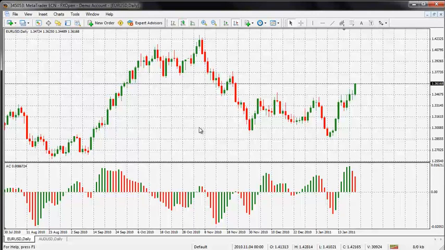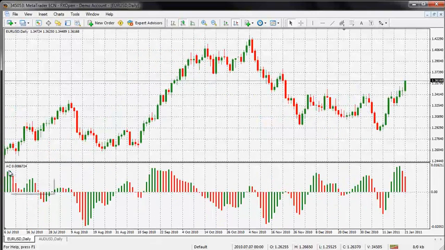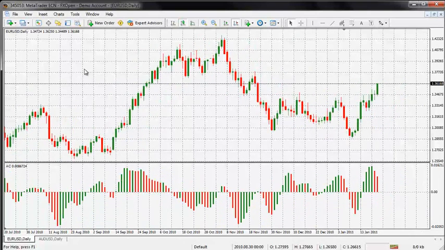We're going to use it in conjunction with the AC, the accelerator oscillator indicator. I don't know why they name it AC. It really puts me off when I try to say awesome oscillator, because you've got the accelerator oscillator and the awesome oscillator, but the awesome oscillator has the abbreviation AO, so that kind of throws me off a little bit. I do apologize.